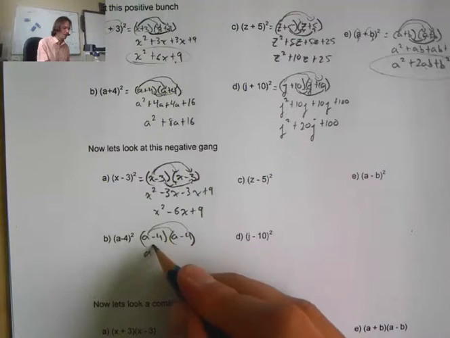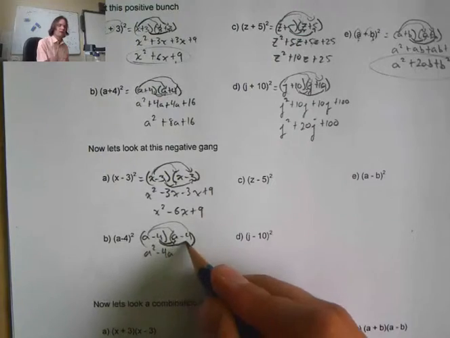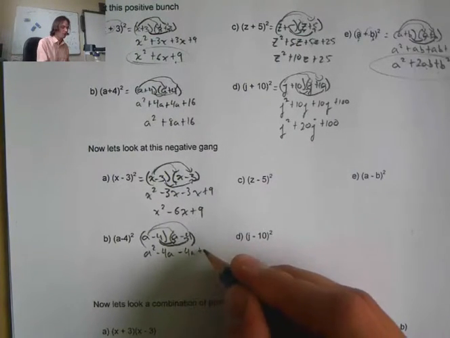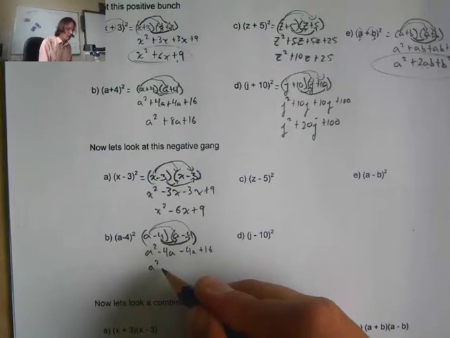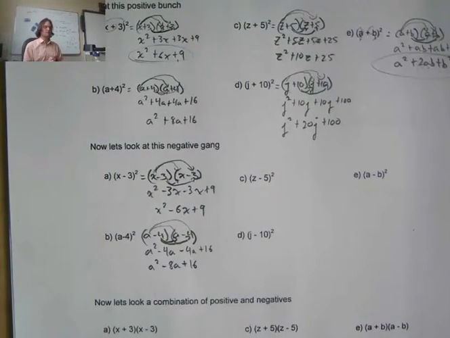So it's going to give me a squared minus 4a. The negative 4 must be multiplied into a and negative 4, so it's going to give me minus 4a and positive 16. Now I combine everything together. I'm going to be left with a squared minus 8a plus 16.